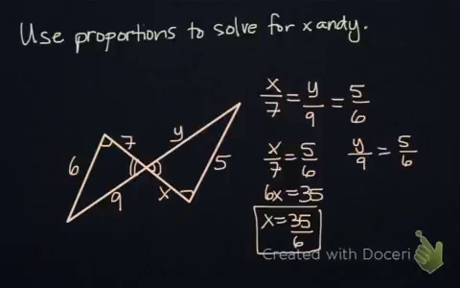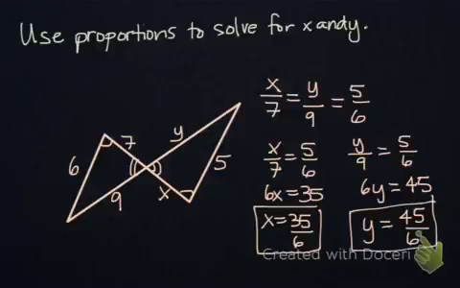Okay, y over 9 is equal to 5 over 6 as well, so now we're going to solve for y. We'll cross multiply and we get 6 times y equals 45, or 9 times 5. Divide both sides by 6, and you get 45 over 6.